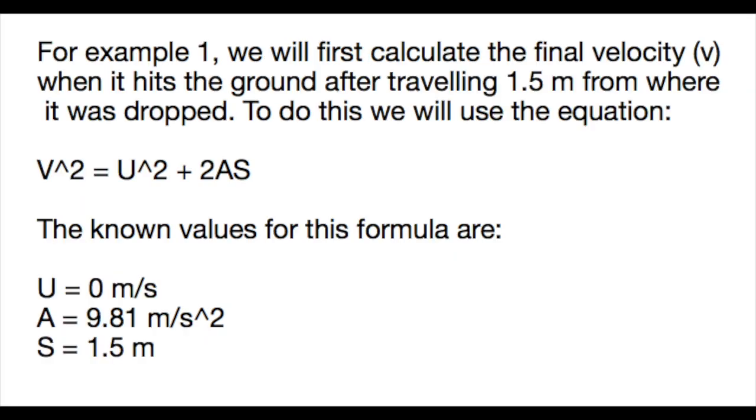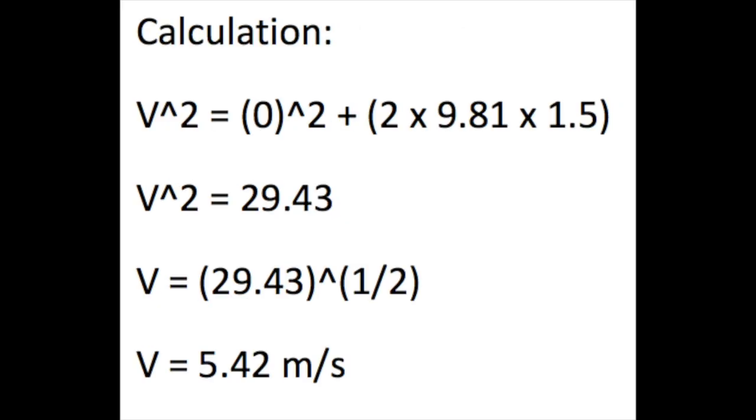To calculate the final velocity for when the ball hits the ground, we will use the SUVAT formula v squared equals u squared plus 2as. This is because we know the values of initial velocity u, acceleration a, and displacement s. To solve final velocity, we input our known quantities into the formula to give v squared equals 0 squared plus 2 times 9.81 times 1.5, which makes v squared equal to 29.43.